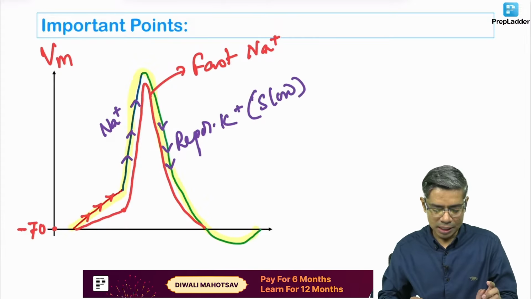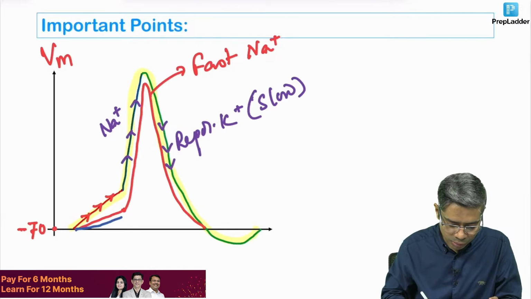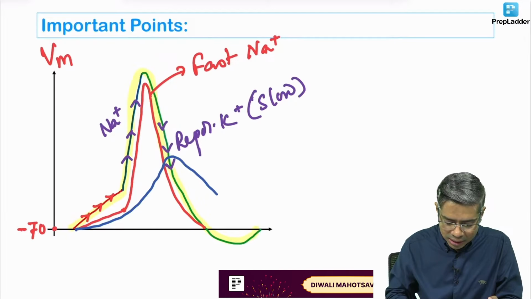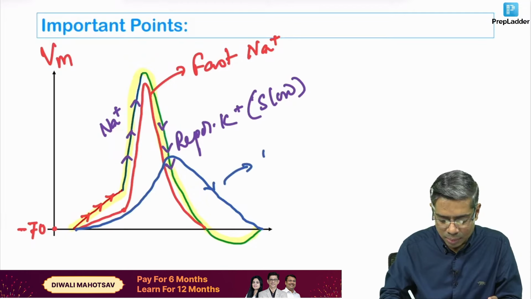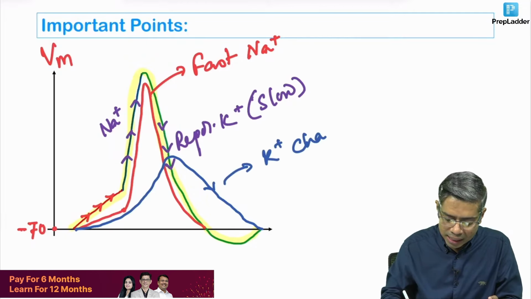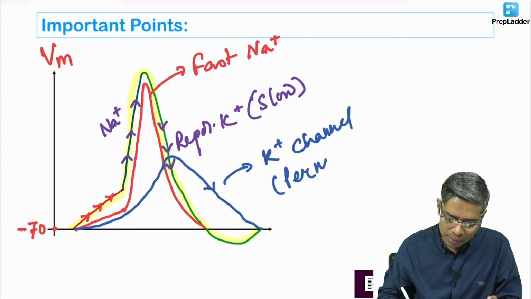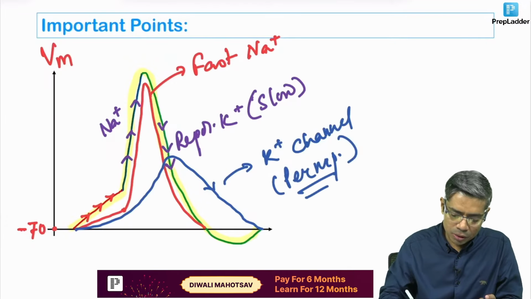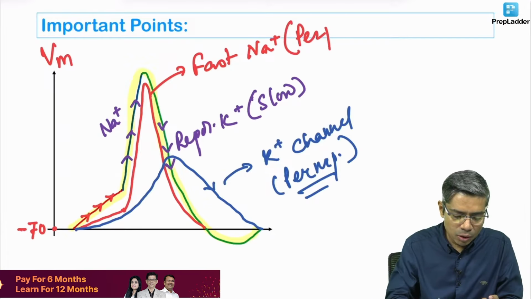Because of the slow channel, if you look at the curve of the potassium, initially very few potassium channels will open, then it will rise, opening of the potassium channel will increase gradually, and then the potassium channel closure will also be gradual. So this is basically the graph of the potassium channel opening profile. Potassium channel opening profile means this is nothing but permeability of the potassium. Sodium channel opening profile means that is the permeability of sodium.